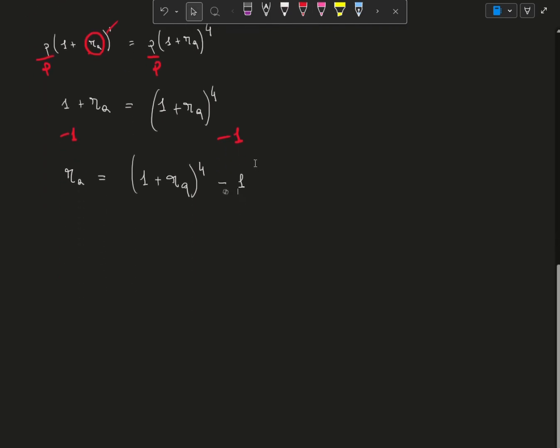And we know that our RQ is 7%, 0.07 divided by 4, to the power of 4, minus 1. That's our RA. And I will let you do the math to find out what the number is.